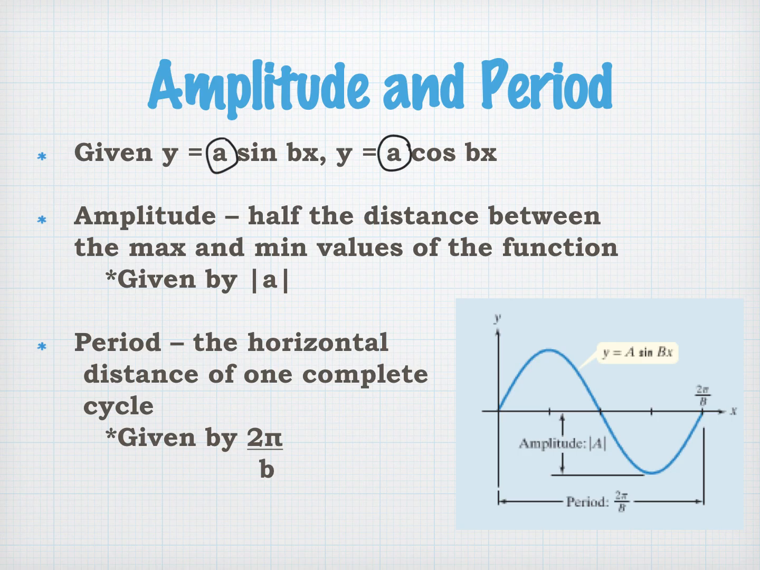The period, like I said a couple slides ago, is just the length of time or the horizontal distance for a cycle to complete. To find that, it's going to be 2 pi divided by whatever's multiplied by x on the inside.